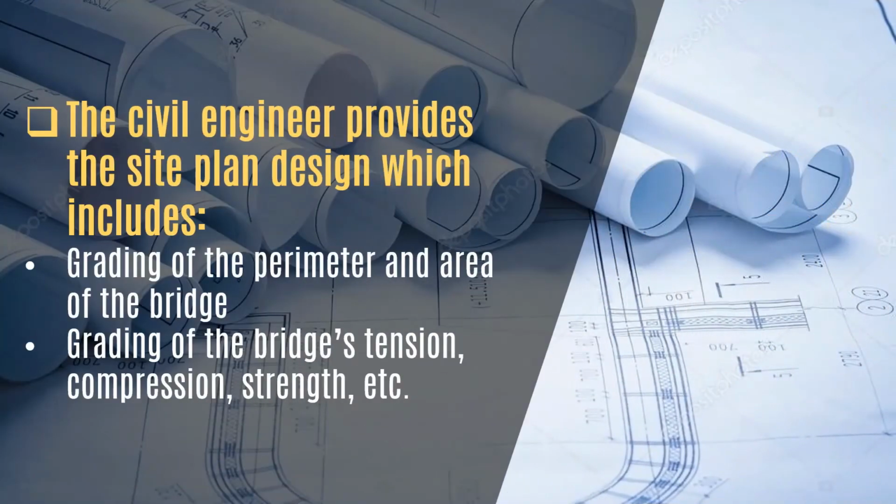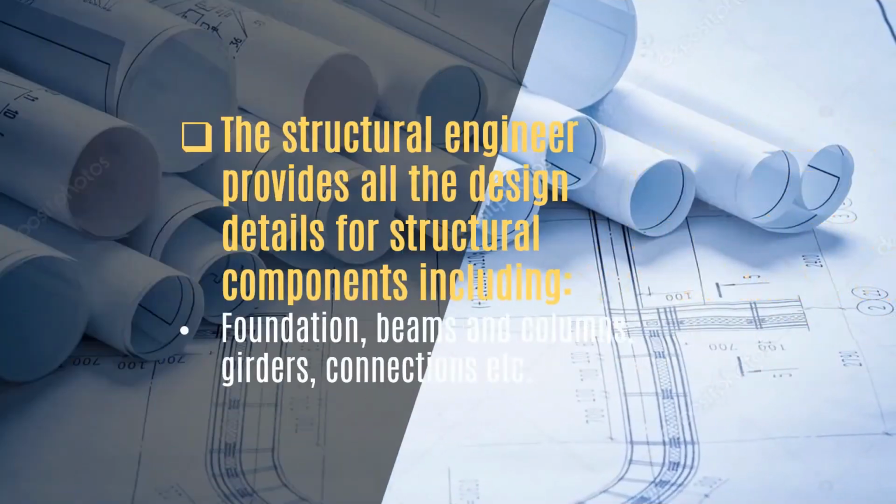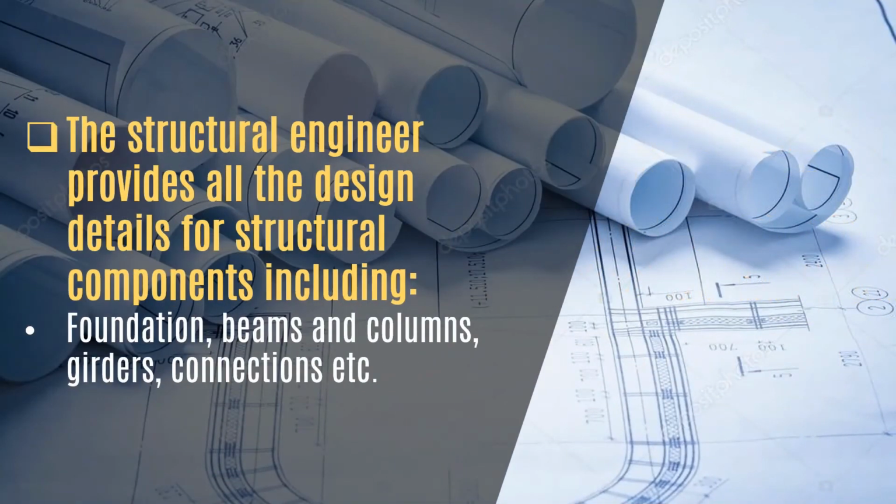The civil engineer provides the site plan design, which includes grading of the perimeter and area of the bridge, grading of the bridge, tension, compression, strength, etc. The structural engineer provides all the design details for structural components, including foundation, beams, columns, girders, connections, etc.